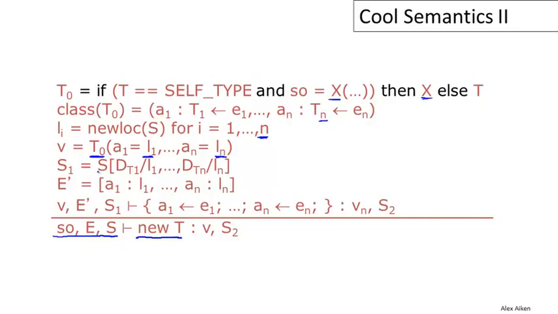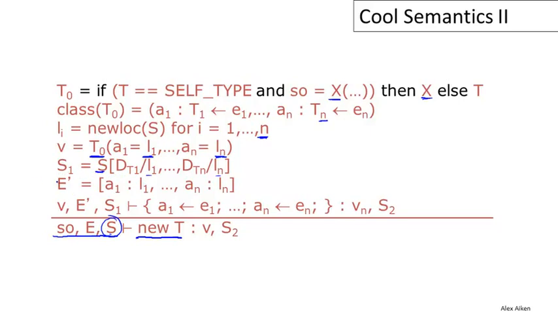So we're going to take our initial store. Notice that this is the same as the store that we started with. We're going to take S, and we're going to update it so that at these new locations, those locations hold the default values for the types of each of the attributes. And that gives us the store S1.